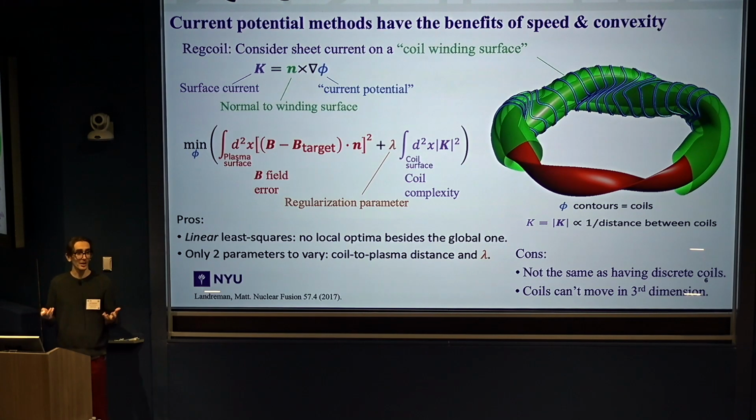Obviously, it's got some downsides. You're not giving as many degrees of freedom as you can. You're not letting the coils move in the third dimension. They're constrained on a surface. And at the end of the day, you get some solution for this continuous current density, but then you have to chop it up into coils, and that's going to introduce some errors when you do this process.